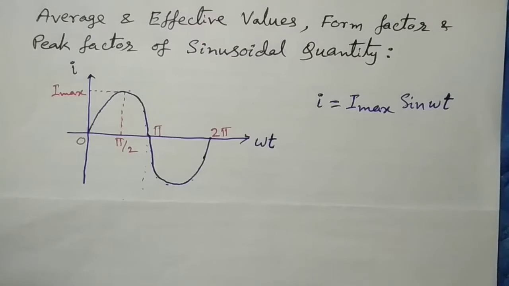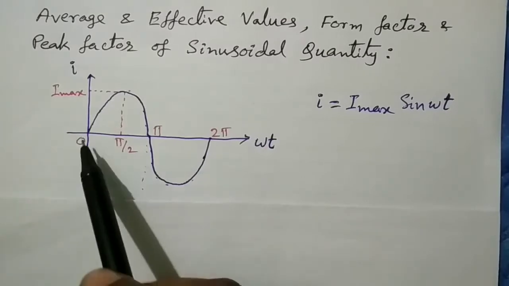In this lecture, we will discuss different types of alternating quantity. That means to find the average value, effective value, form factor and peak factor. So let's see the first example.